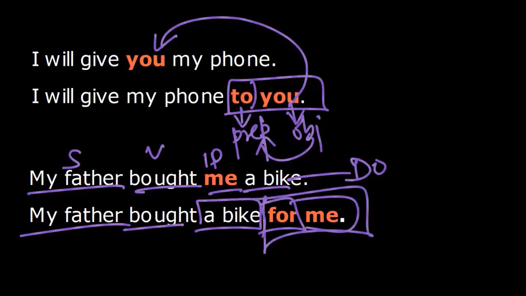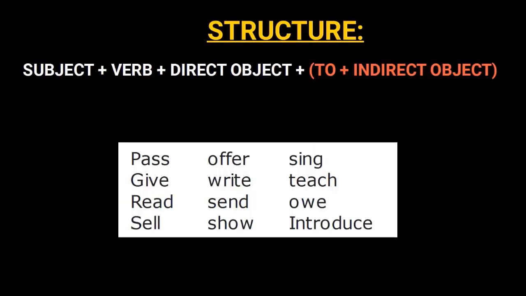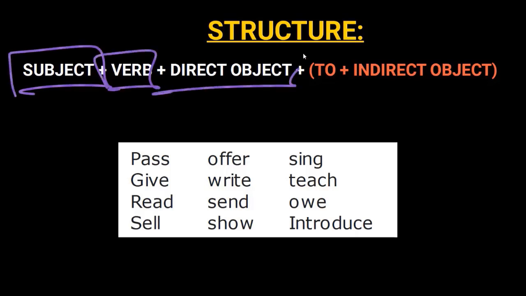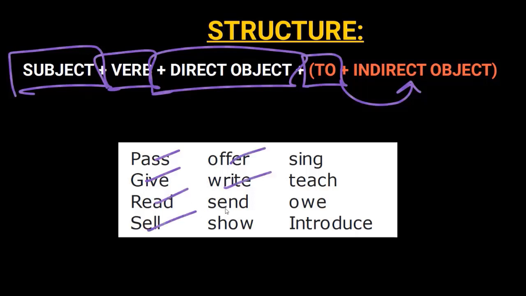Now it's important to know that some verbs take the preposition to and some verbs take the preposition for. What are these verbs? Let's find out. Structure number one: first the subject, then the verb, then the direct object, and then the preposition to followed by its object, which is originally the indirect object. And these are the verbs that can take this structure: pass, give, read, sell, offer, write, send, show, sing, teach, or introduce.